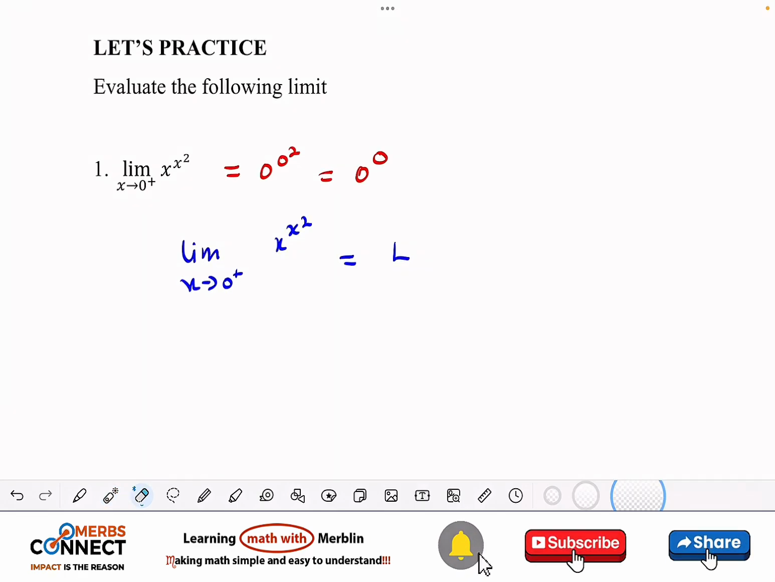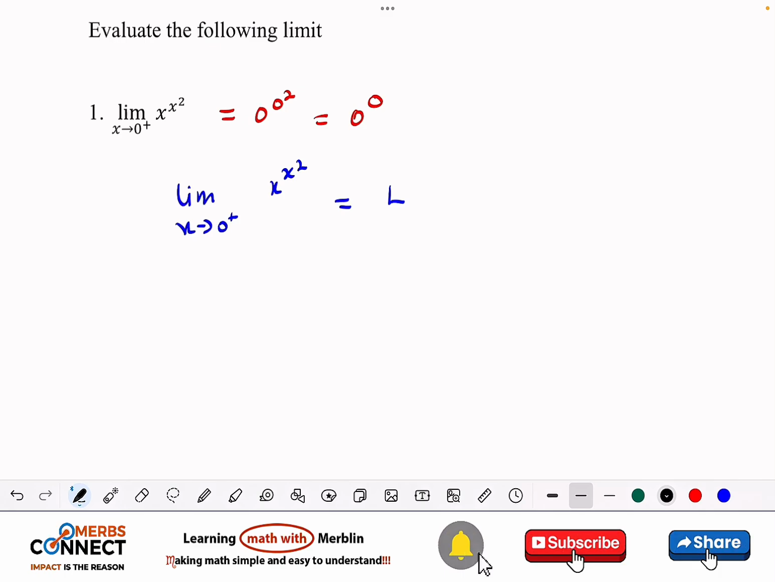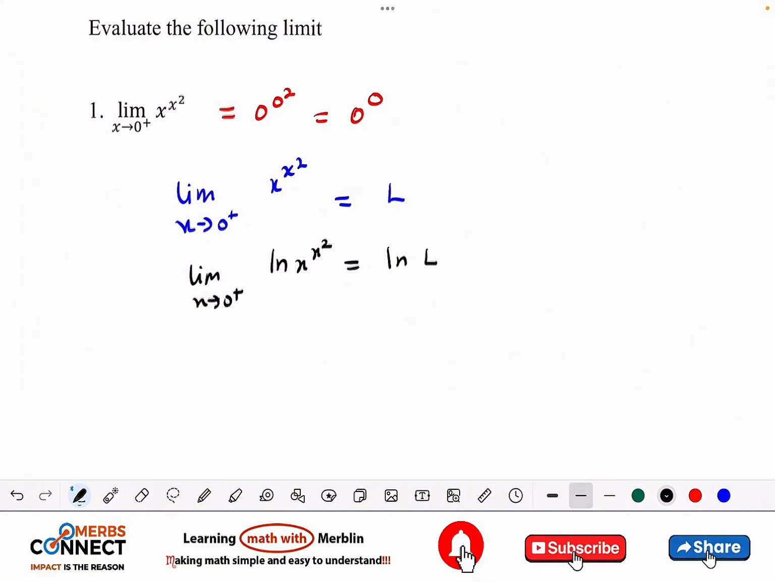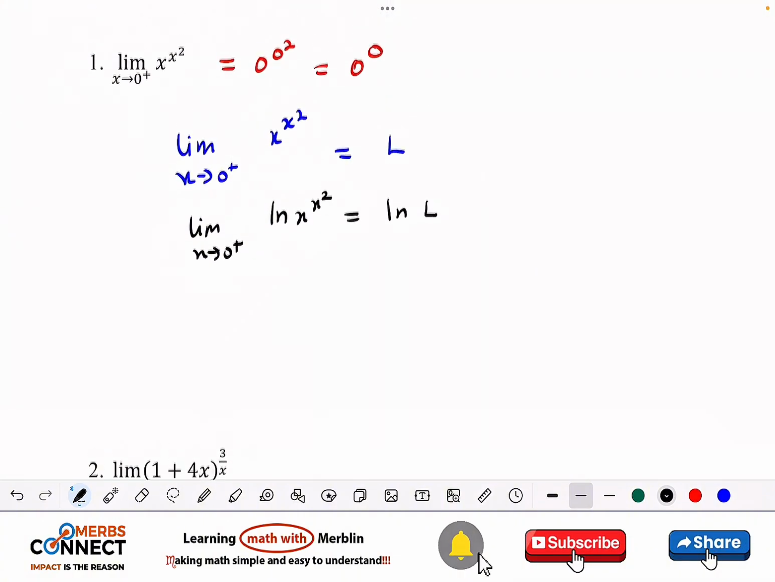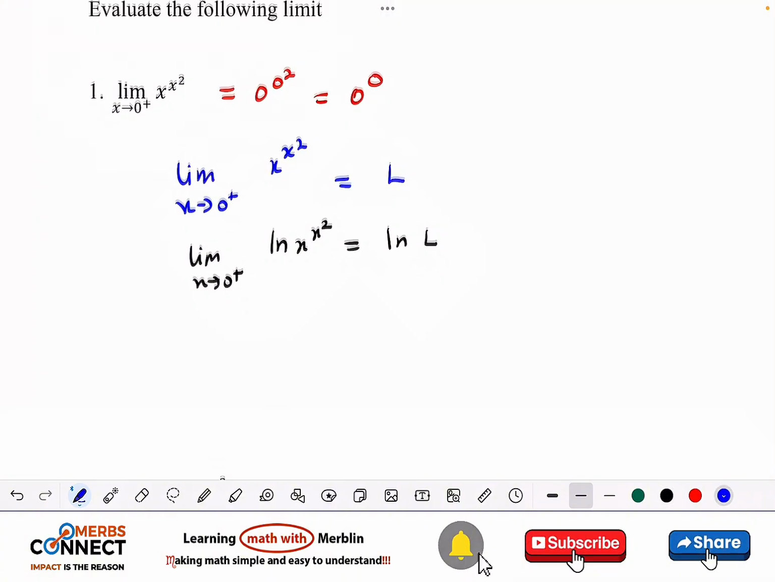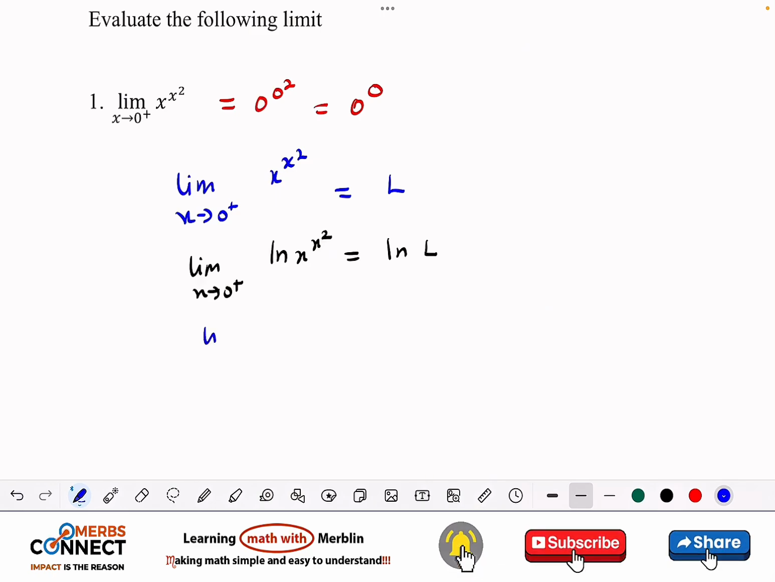So let's see what we can do. Now take the natural log, and we are going to have the limit as x approaches 0 from the positive. I take the natural log of this guy, and I take the natural log on this side too, because I need to take the natural log on both sides. When I do that, the exponent drops down. So I'm going to have the limit as x approaches 0 from the positive of x squared natural log of x equals ln L.